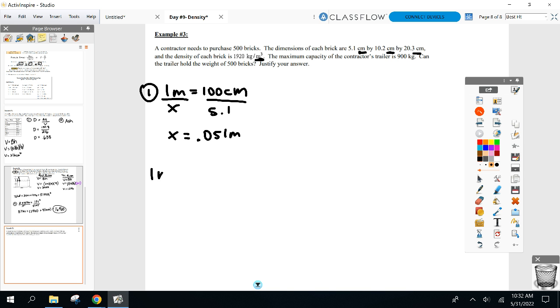If you guys want to keep going, go ahead. Do it again, but for 10.2. And maybe some of you guys see the pattern, and you don't have to keep setting up a proportion. Great if you do. If not, keep going. But all those three have to be turned into meters.